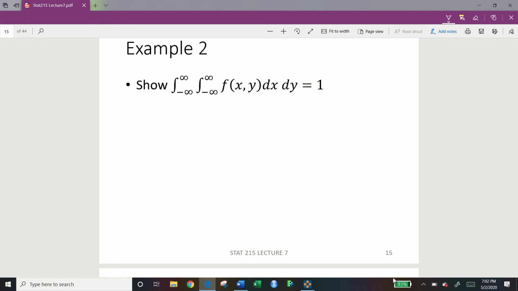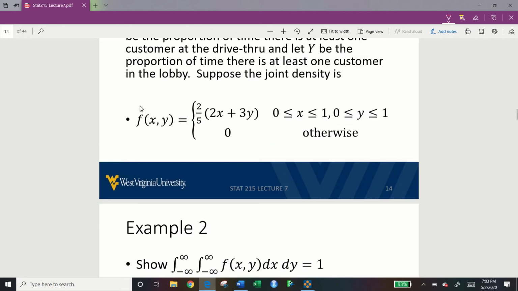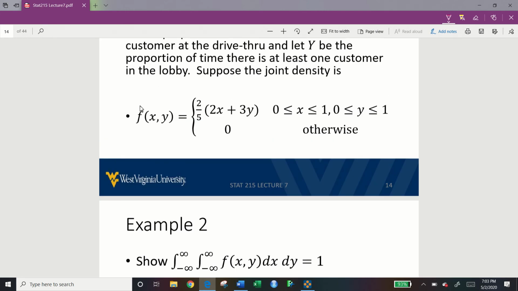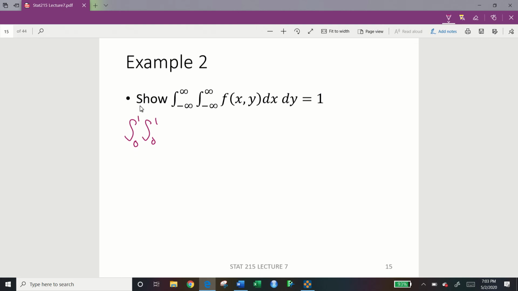Okay, no problem. So to start off, let's plug in our upper and lower bounds. So using our example, we know that x and y are on the bounds from 0 to 1. Plugging in our function of 2/5 times the quantity 2x plus 3y, dx dy. All right, very good. Now we can begin integrating. If you don't remember, when we do a double integral, we start with the integral on the inside and work our way out.